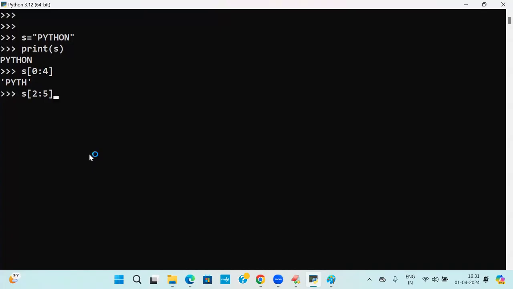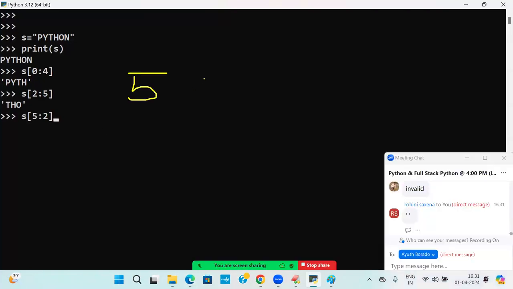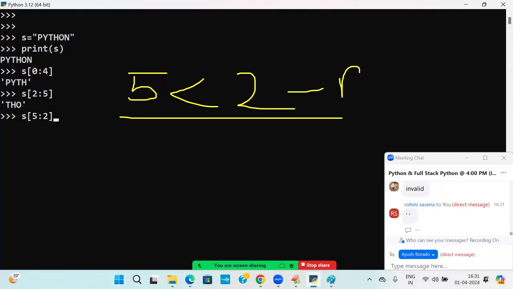What is the answer? Very good. Python. Clarity is there? Next, I am going to write it: S of 5 colon 2. Space. Why space? 5 is the beginning and 2 is the ending. Is 5 less than 2? False.